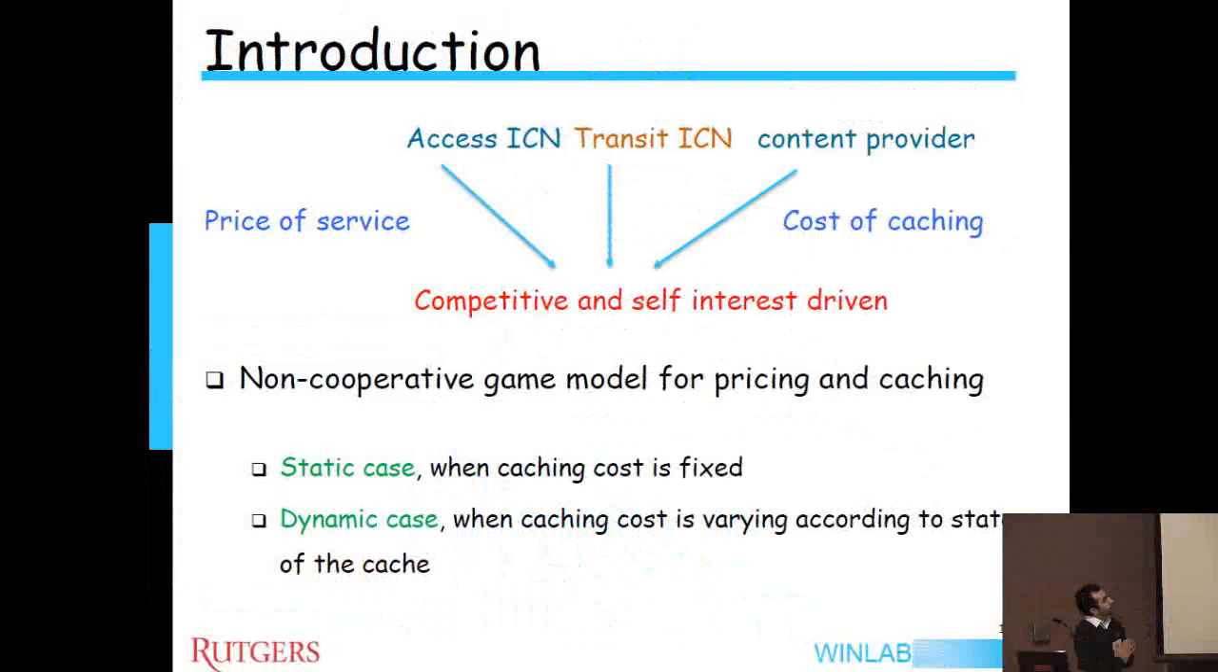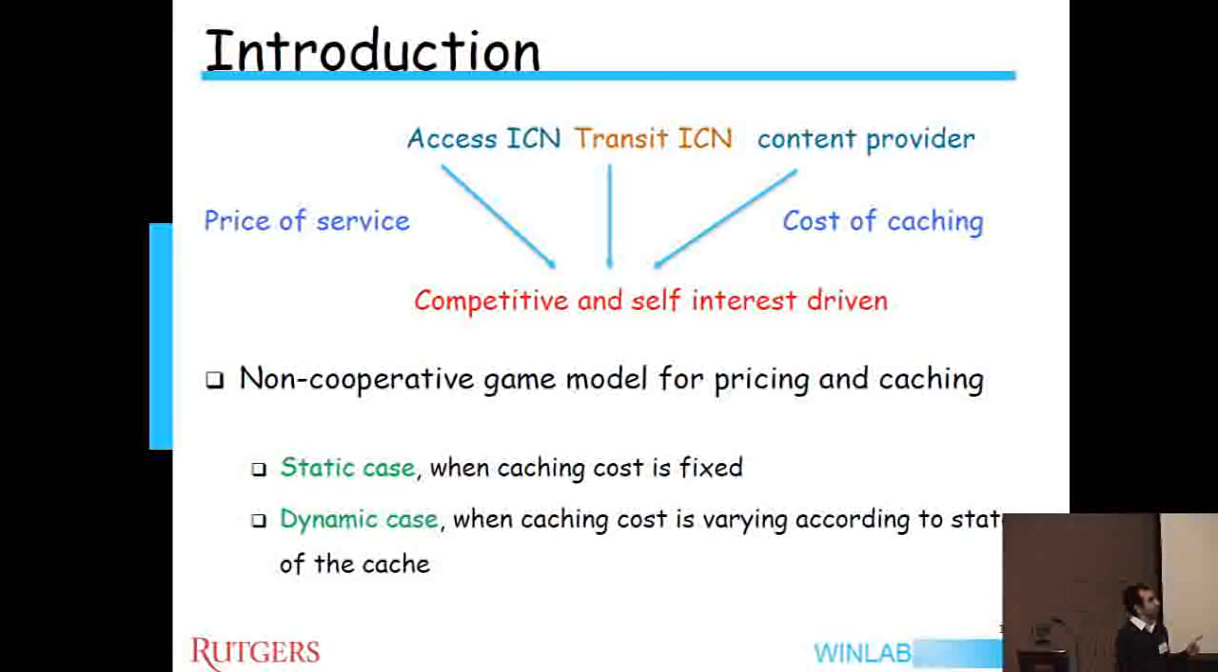But actually, the motivation behind our work is, you can see that all the elements in the network should cooperate in this process. Then we have two different parameters here, price of service and cost of caching. These are two variables that these players, access ICN, transit ICN, and also content provider, or maybe the users, will compete for. And they want to get more payoff from this actually conflict situation. Then we can model this problem as a non-cooperative game for pricing and caching, and we can look at this problem as two different cases.